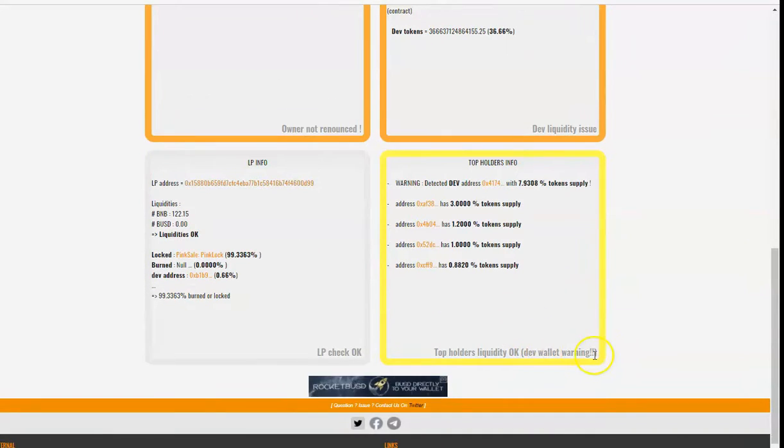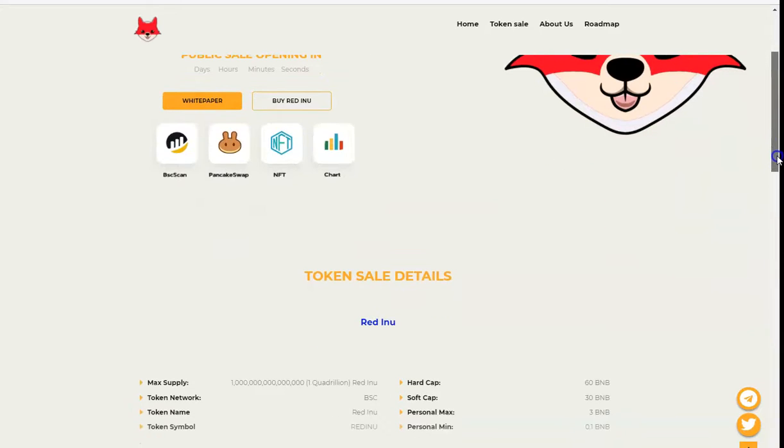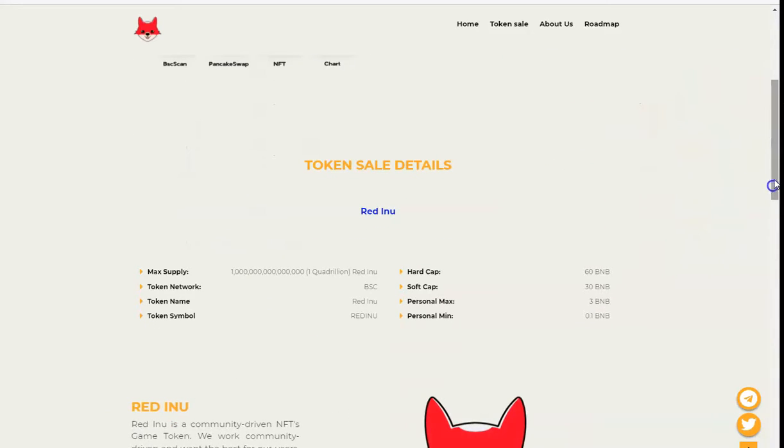Top holders liquidity, developer wallet warning. Developer wallet such and such, 0x4174, has had 7.93% of the token supply. This wallet had 3%. I don't see anything to indicate that there's actually an NFT game that exists, or anything that convinced me that an NFT game will exist.